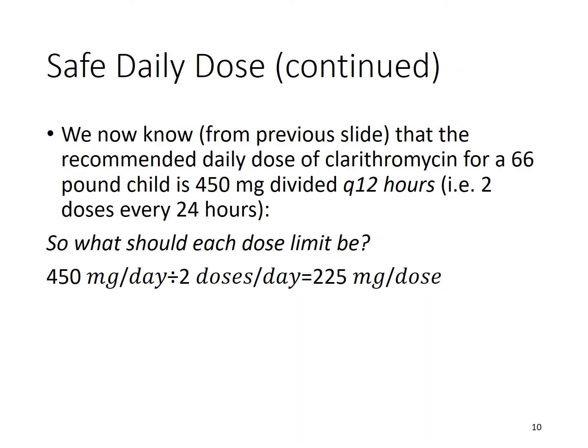All right, so we know that the safe daily dose is 450 milligrams, but that's every 12 hours or 2 doses in 24 hours. So what do we do? We divide that in half. So 450 milligrams per day divided by 2 doses per day equals 225 milligrams per dose.